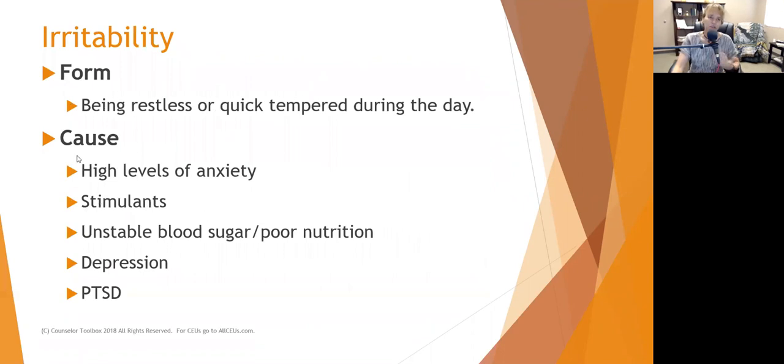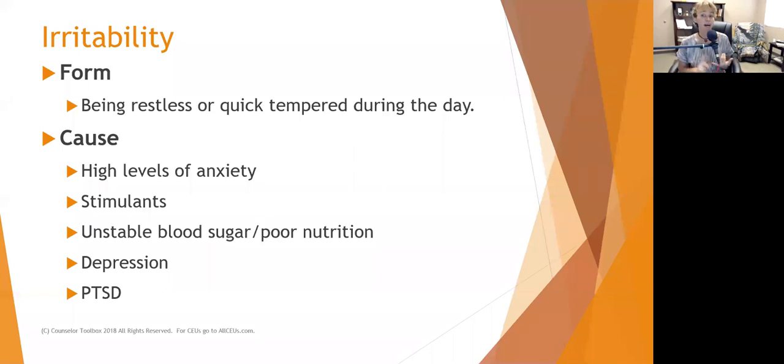Irritability often looks like being restless, not being able to sit still. It's not just being cranky. It can be irritable psychomotorly. You just can't sit still. You're constantly fidgeting and you don't want to be still. Or you can be quick-tempered. So, somebody says something to you and you turn around and just bite their head off without thinking. It's that whole no thinking thing.